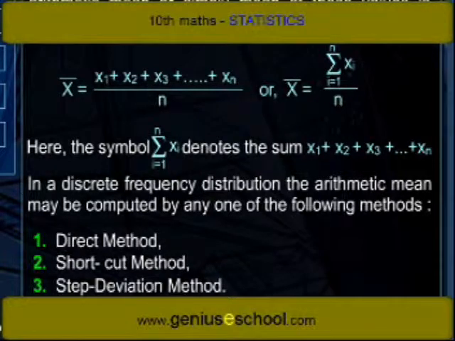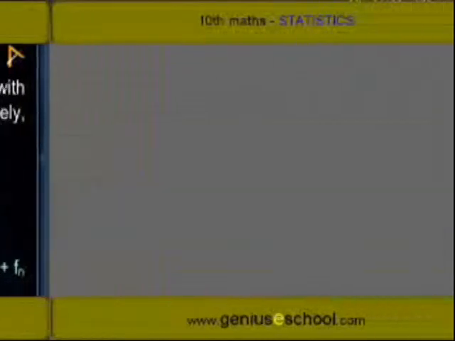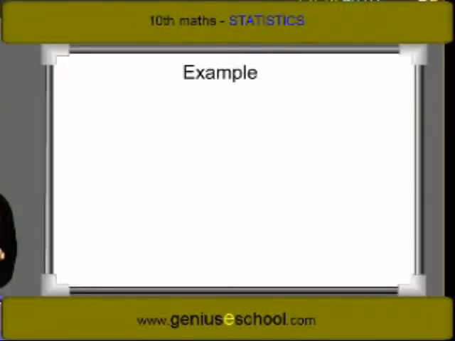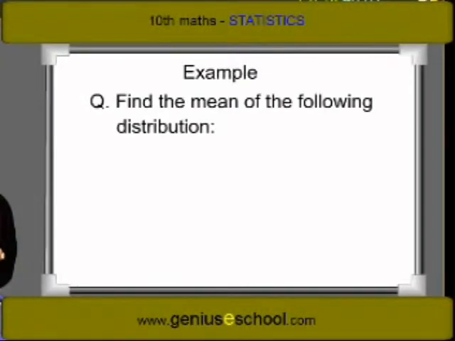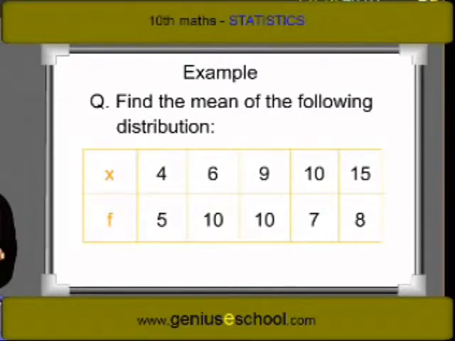In a discrete frequency distribution, the arithmetic mean may be computed by any one of the following methods: direct method, shortcut method, step deviation method. Direct method. Let us take an example. Find the mean of the following distribution: x is 4, 6, 9, 10 and 15, f is 5, 10, 10, 7 and 8.